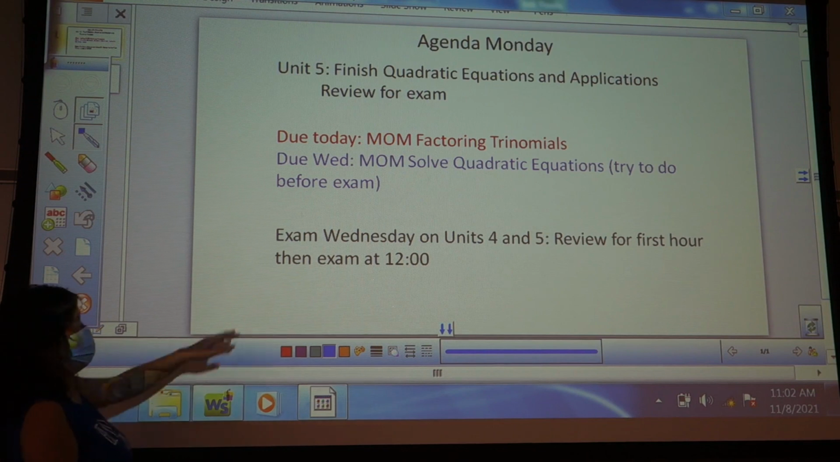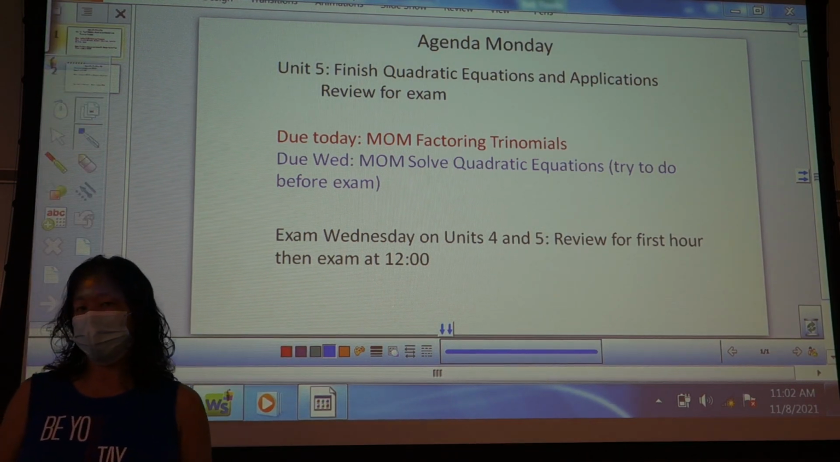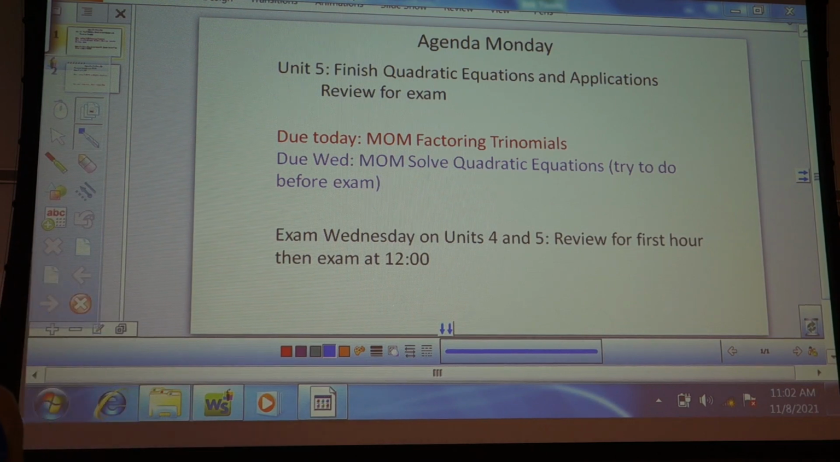All right, so on Wednesday we'll have the exam at noon. We'll review for the first 55 minutes, take a 5-minute break, come back, and then we'll do the exam. And again, you can use a basic calculator. You can use any calculator actually for that one. You should have one that you can do square roots and things like that.